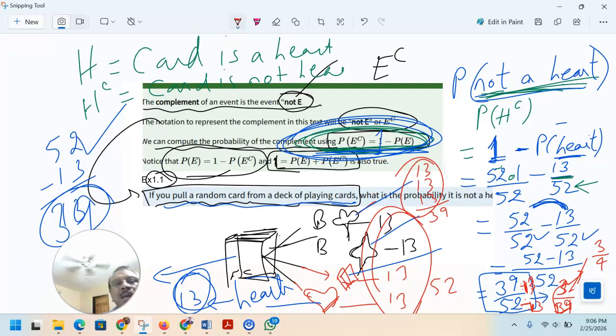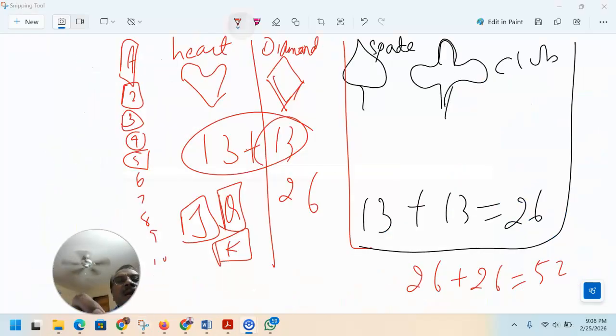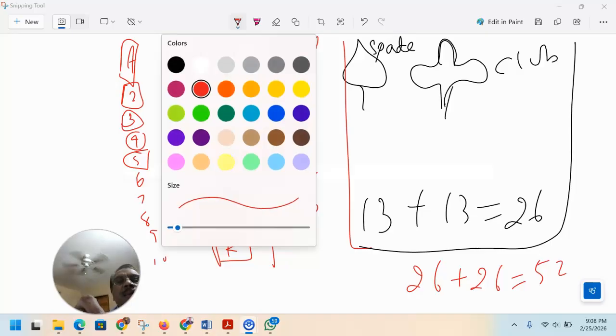I hope I'm making sense. There's too much stuff here. I think I better make it a little smaller. This piece is too big, so there's not enough room to write. So let's pause for a while. A quick understanding of a deck of cards, because we are going to come up with this again and again.